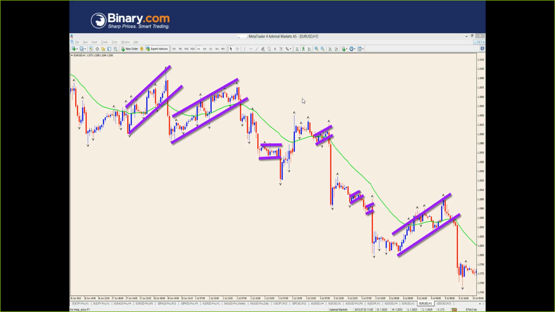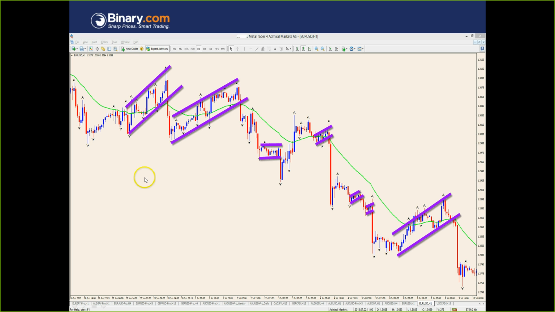These are flags. And you can see the purple lines indicating those flags. The red and the blue are candlestick patterns, right? The Japanese candlesticks. And the green is a moving average. Those gray things on top and bottom are called fractals. Those are just tops and bottoms, basically.